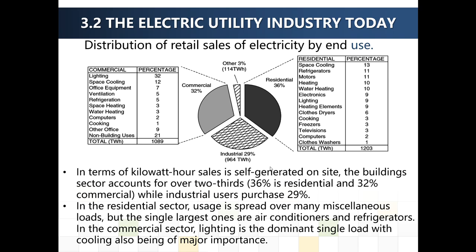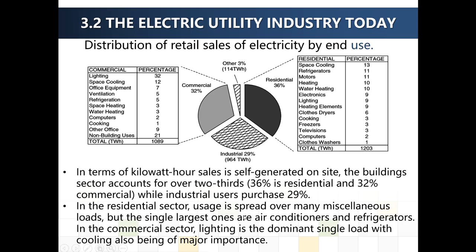This slide shows the retail sales of electricity by end use. In terms of kilowatt-hour sales, it's self-generated on-site. The building sectors account for two-thirds, of which 26% is used for residential and 32% for commercial. Together these are mainly the building sector electricity usage. The industrial users only use 29% of the total electric generation.